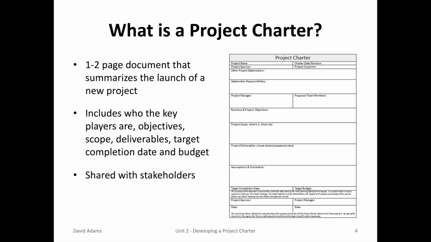So what is a project charter? As mentioned before, it's a simplified 1 to 2 page document that summarizes the launch of a new project, and it includes things like key players, objectives, scope, deliverables, and the target completion date and budget. And this is shared with all the stakeholders. Best practices, you will use a project charter template, which we'll use in this case, which we got the foundation from the Just Enough Project Management book.